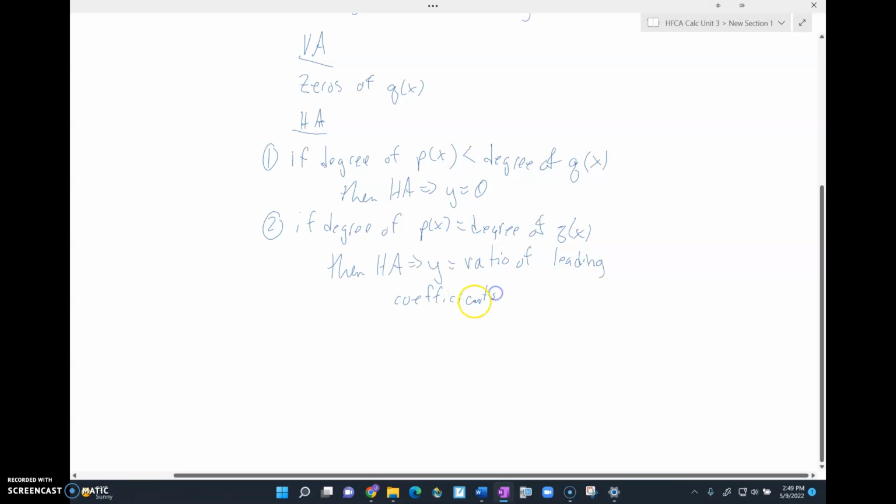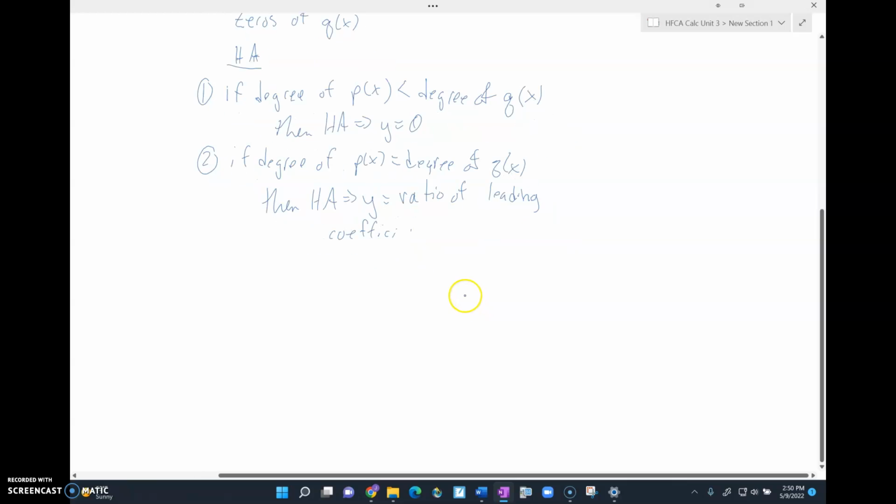It's y equals the ratio of the leading coefficients. So what that means is ratio meaning fraction, so the leading coefficients. So for example, if you had 2x plus 3 over 5x, they're the same degree, 1, right there, and so it's the ratio of the leading coefficients, so 2 over 5, so y equals 2 over 5.